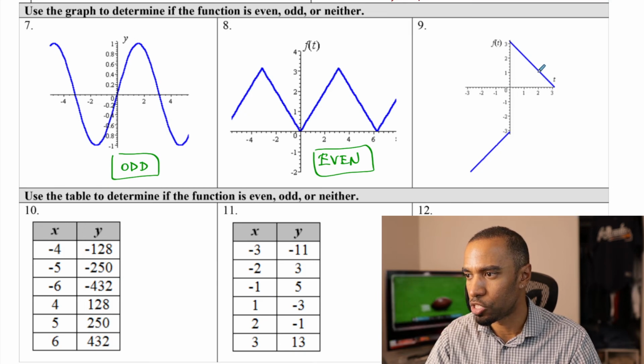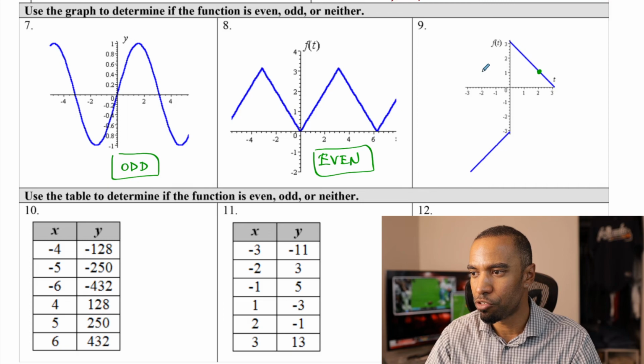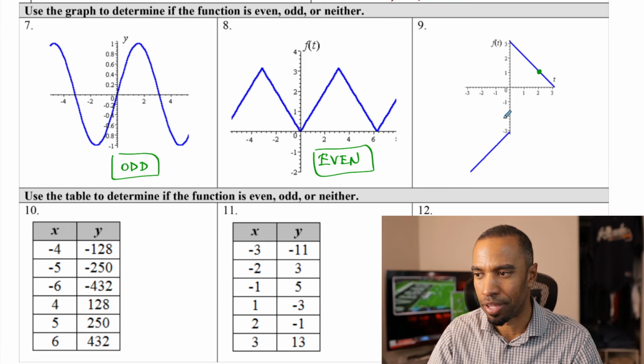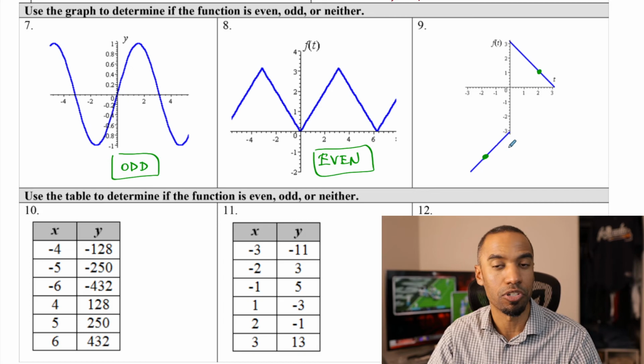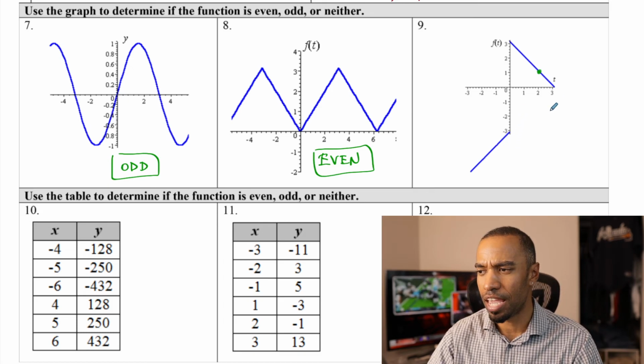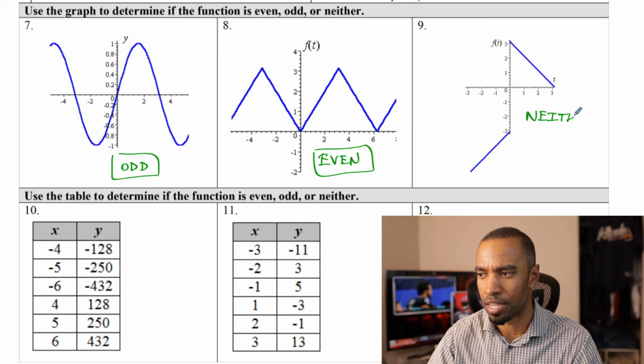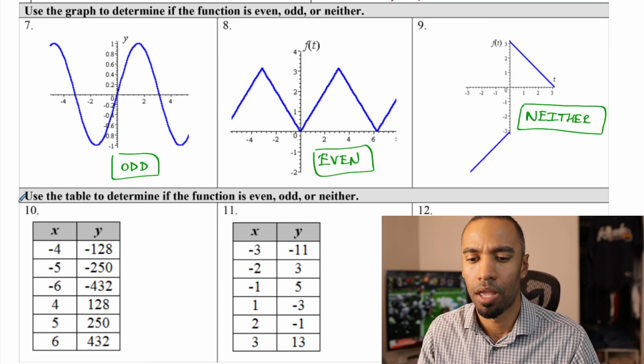Let's pick a point, like (2, 1). It looks like there's a point right here. So either I should get (-2, 1) if it was an even function, or (-2, -1) if it was an odd function. And it seems to be neither there. At negative 2, we get this point down here that's like negative 5 or something like that. Definitely a case of neither here. There's no symmetry, even if they have the same lengths. They're not the kind of symmetry that we are trying to refer to there.